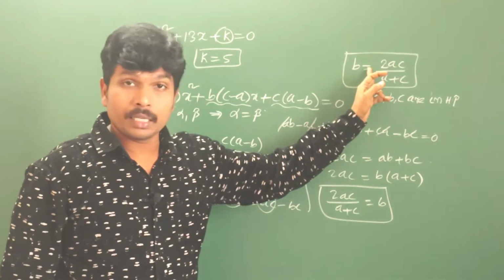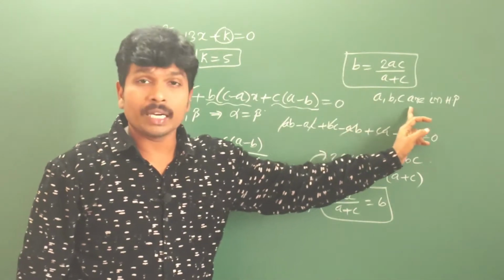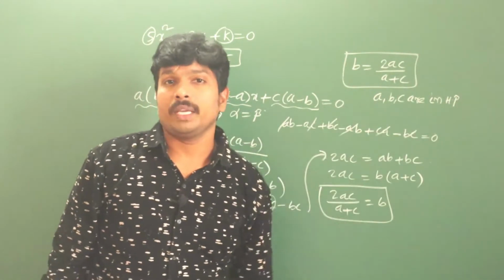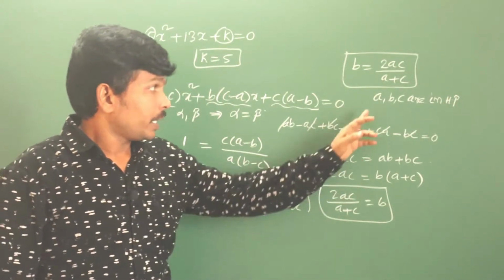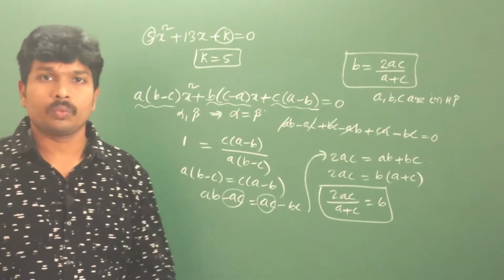You got this result. If any three numbers satisfy this rule, then definitely those three numbers are in HP. So that's why here A, B, C are in HP. That statement 2 is also true.